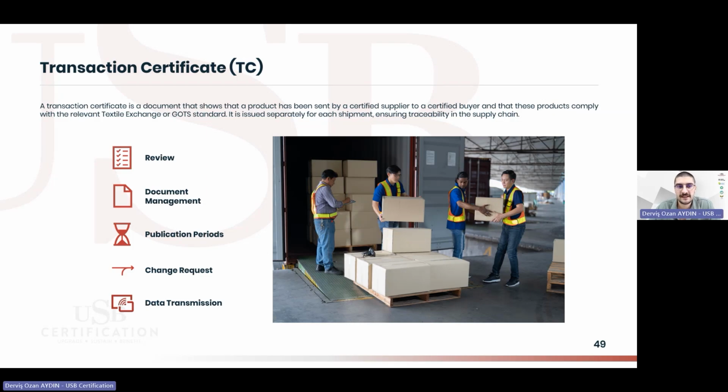So how can a transaction certificate be issued? It starts with the application for the transaction certificate and the review of the application details. After that, document management should be completed. So we can say it is about sharing the documents related to the application for the transaction certificate. It can be invoices, shipment documents, or packing lists.